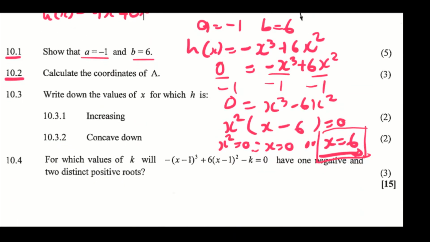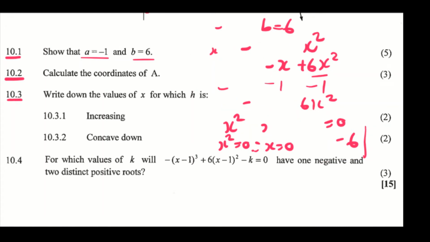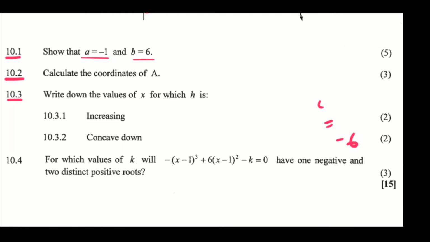So now we are done writing the coordinates of A, so let's go to 10.3. But before I do that, let me just erase here. Okay, so now we have to write down the values of x for which h, in 10.3.1, is increasing.